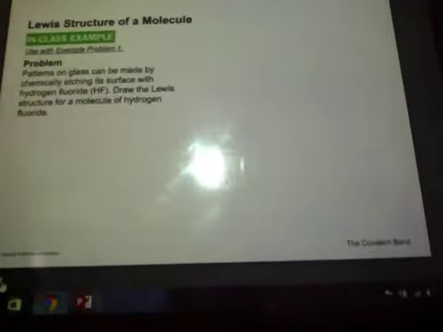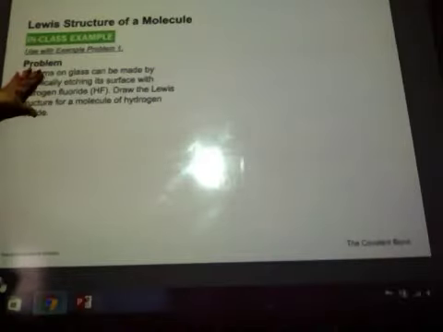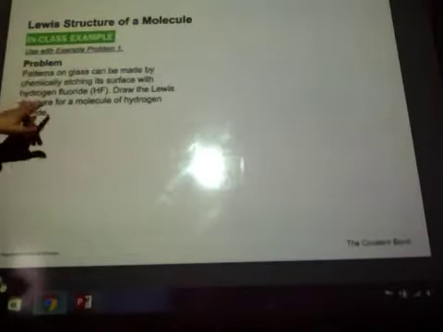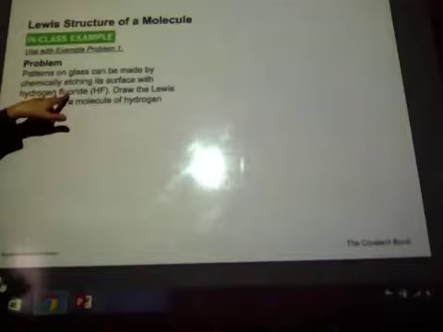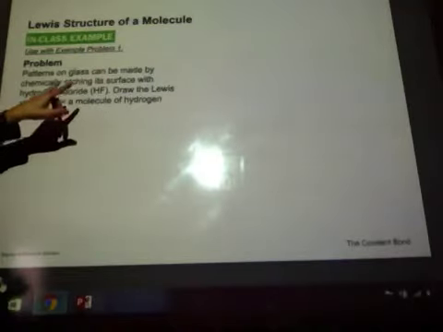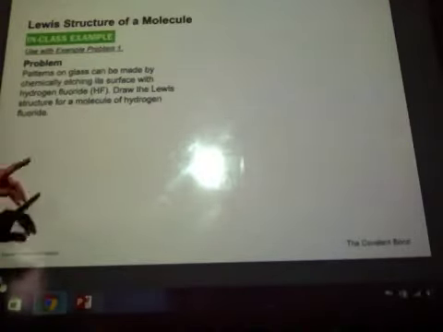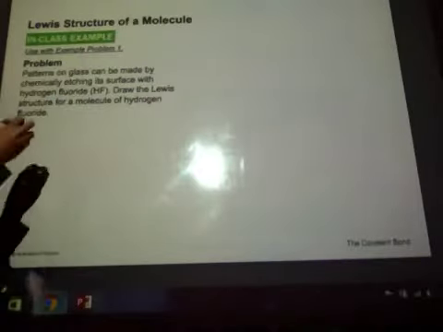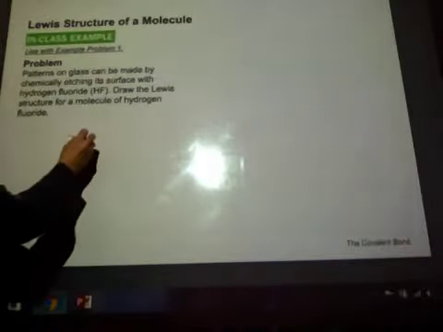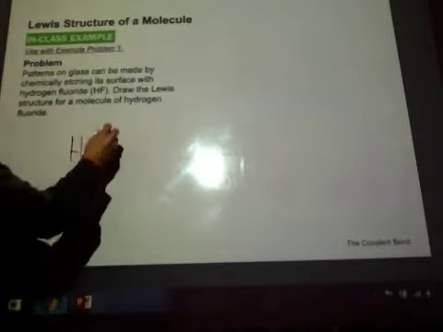So here, patterns on glass, and I do like this because it uses real information, can be etched using hydrogen fluoride. So draw the Lewis structure for hydrogen fluoride. I like using my markers because then I can use more than one color. So hydrogen, how many dots? 1. And this is an easy one. Fluorine, how many dots? 7.